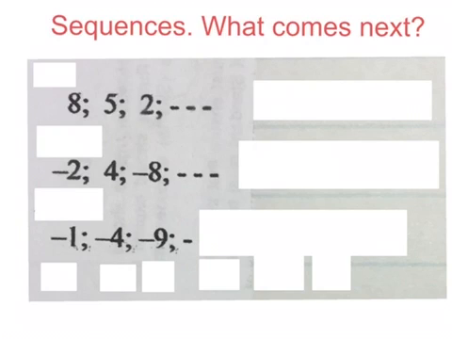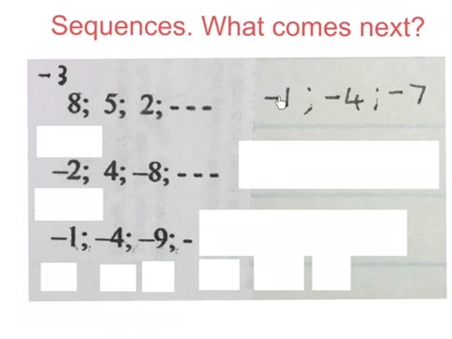Here we have 3 more. They say we must find the next numbers in the sequence. So we got here 8, then 5, then 2. In this case, we minus 3 every time. 8 minus 3 is 5, minus 3 is 2, and so on. Minus 3 is minus 1, and then minus 3 is minus 4.